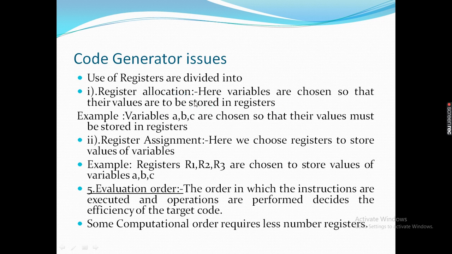Register allocation means variables are chosen so that their values are to be stored in registers. For example, the variables A, B and C are chosen so that their values must be stored in registers.